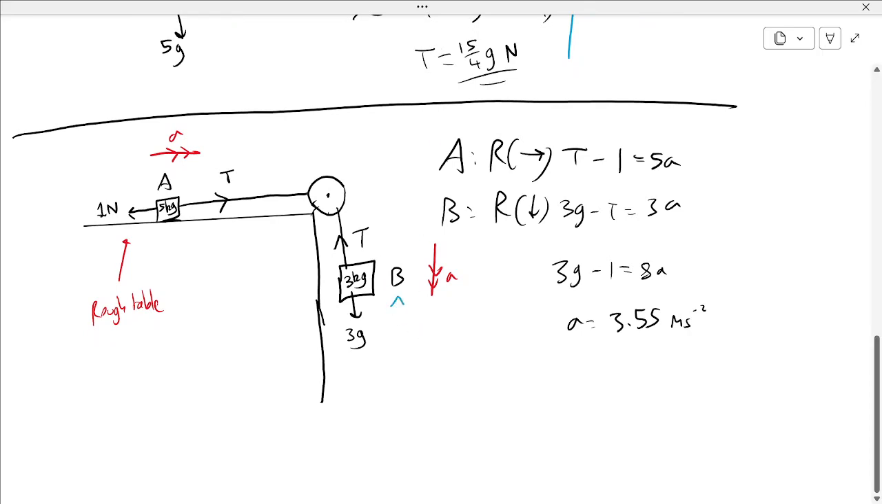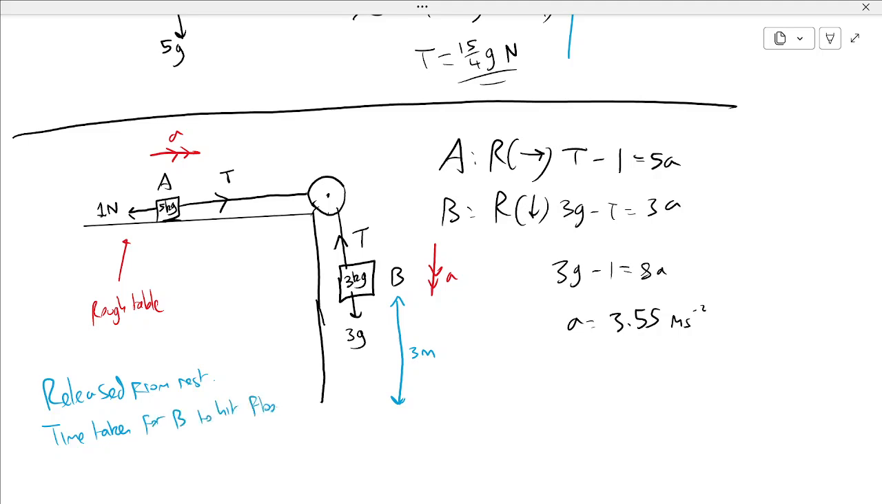I'm going to say particle B started, let's say it started 3 meters above the ground. And the question is going to be, say the system is released from rest, or the particles are released from rest, you could say either one. I could ask the time taken for B to hit the floor. That's going to be my question, okay? So it starts 3 meters above the floor. I didn't draw the floor, let's add that. And I'm going to ask how long for it to reach.